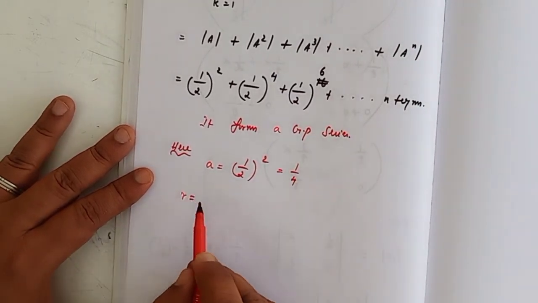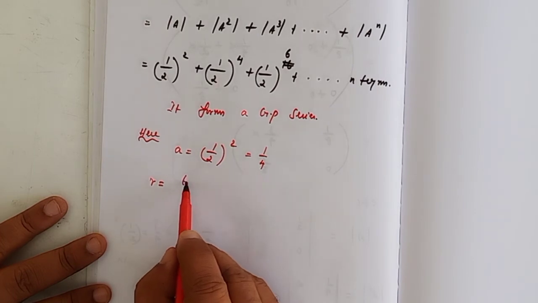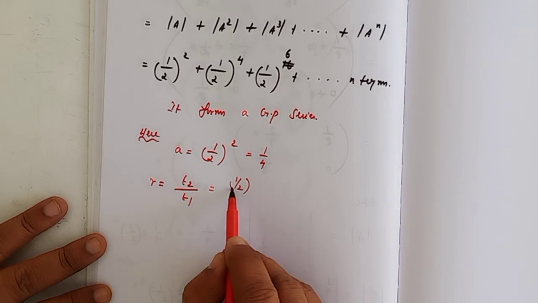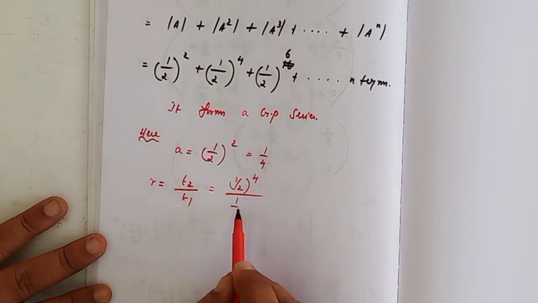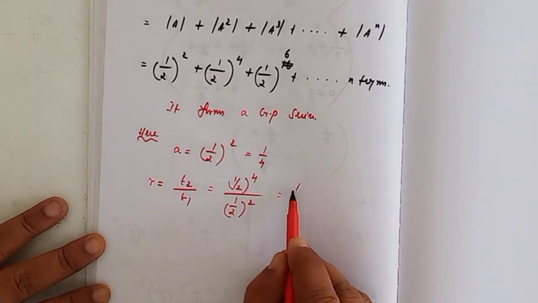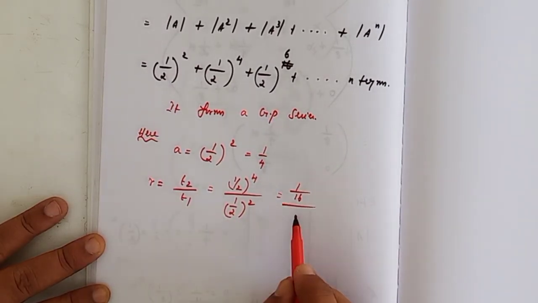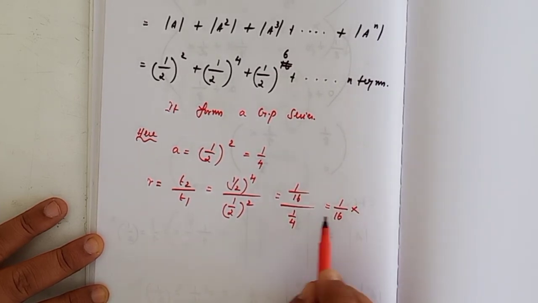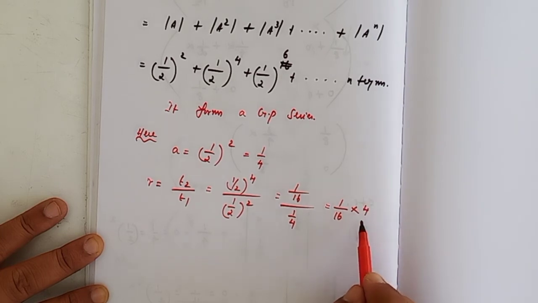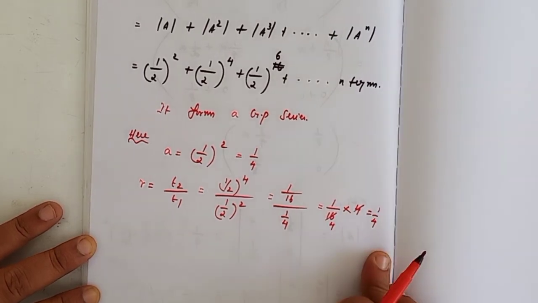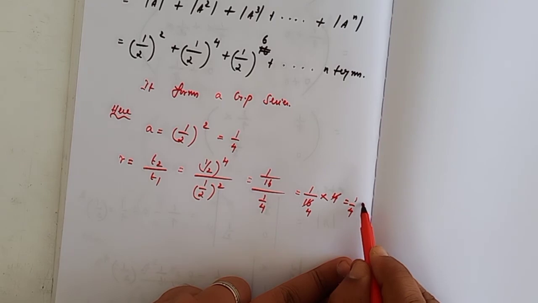And R is the common ratio. The common ratio is T2 by T1. The T2 is 1 by 2 whole power 4 divided by the first term, 1 by 2 whole square, second term by first term. This is 1 by 16 divided by 1 by 4 equals, write the numerator as it is and division becomes multiplication. 1 by 4 reciprocal is 4 by 1. We can cancel, that is equal to 1 by 4. This 1 by 4 is less than 1, correct?